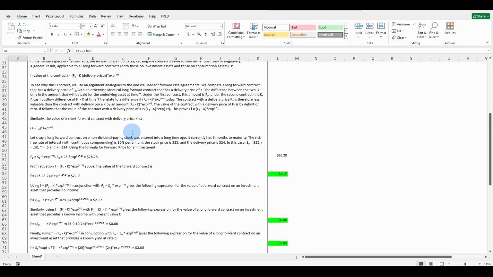Similarly, the value of a short forward contract with delivery price K is equal to K minus F0, times e to the power of minus RT.